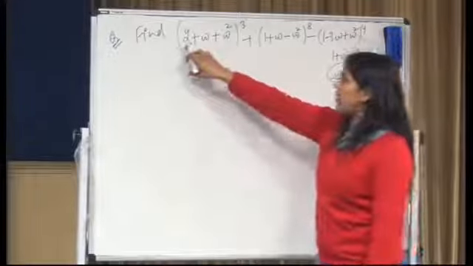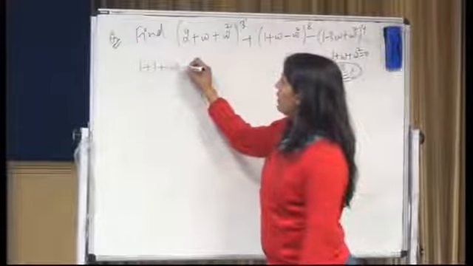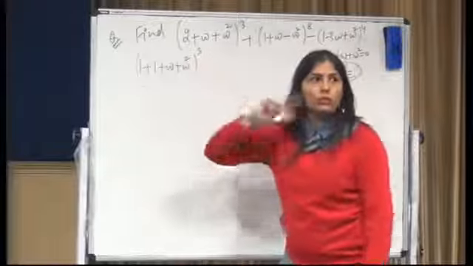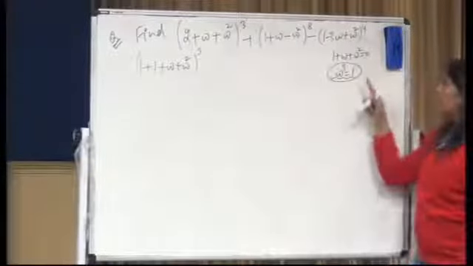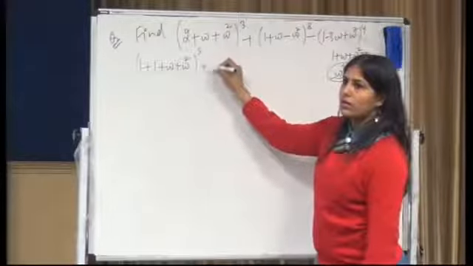This is 2. Now, I can break it as 1 plus 1. So 1 plus 1 plus omega square to the power, is it okay? Because 1 plus omega plus omega square will be 0. How do we break it now? We cannot do it now. Tell me.